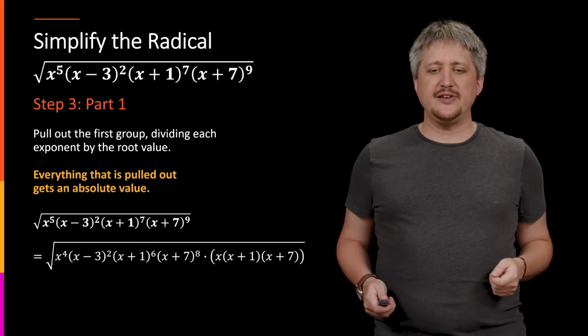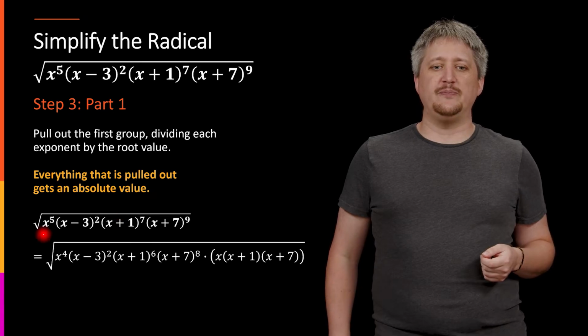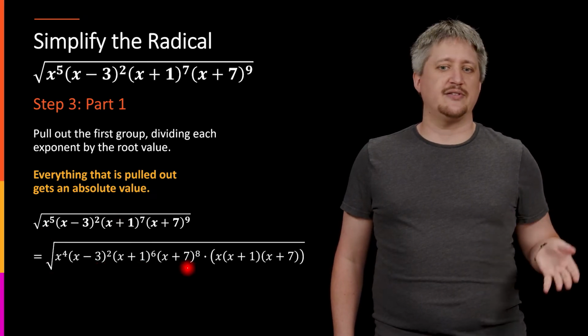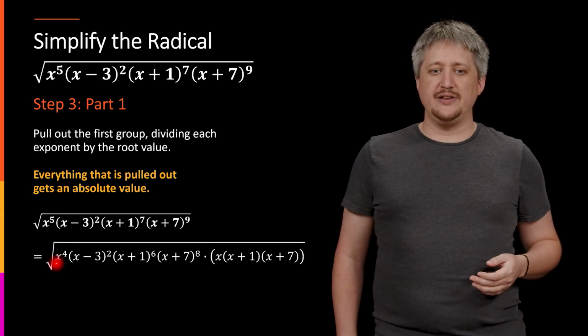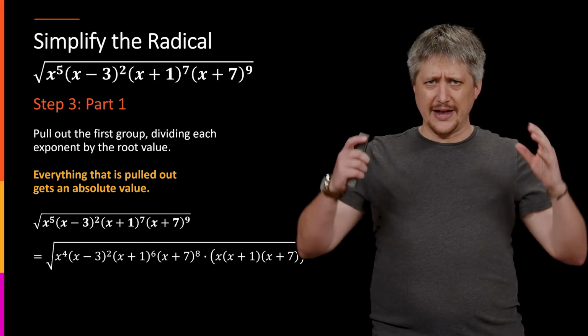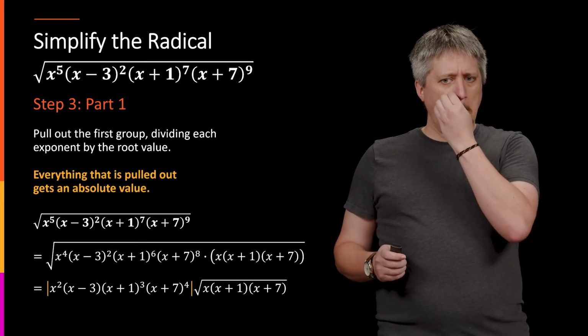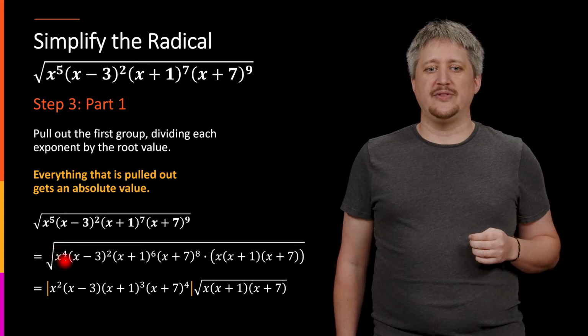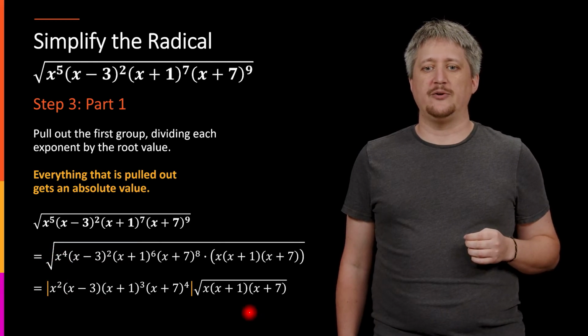So taking this first bit, where I have x to the 4th, x minus 3 squared, x plus 1 to the 6th, x plus 7 to the 8th, I pull all of these out and divide by the root value, which is 2, and put absolute values around all of that. So here I'm going to get the absolute value of x to the 4th, and 4 divided by 2 gets me x squared, and so on. And then the remainder stays inside.